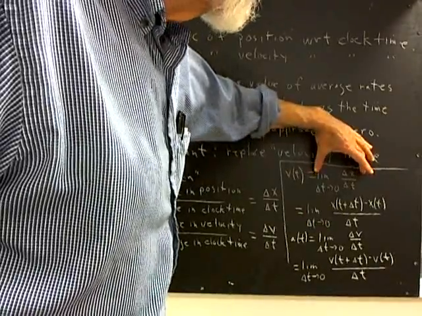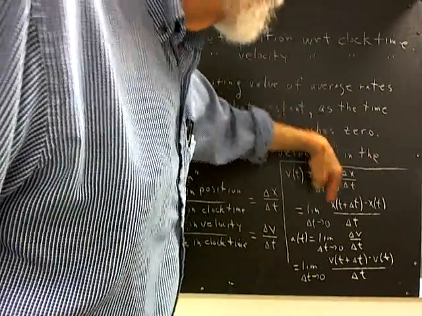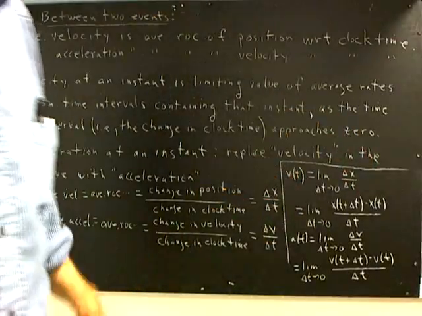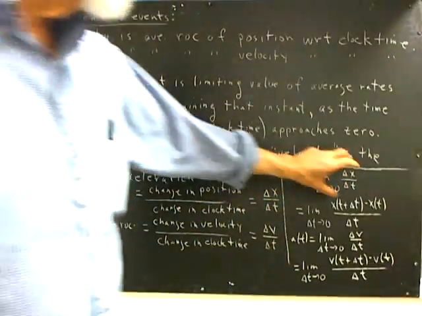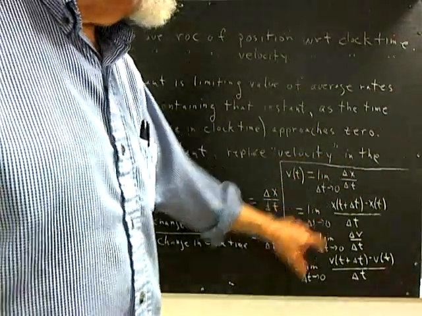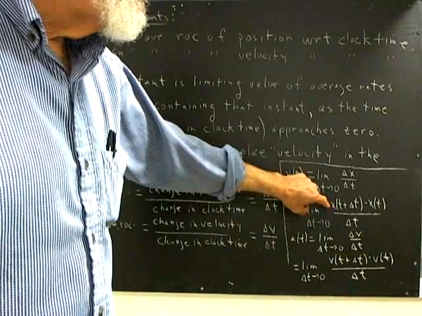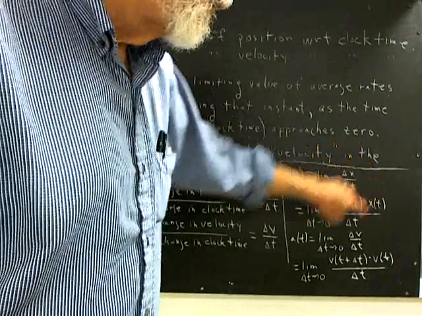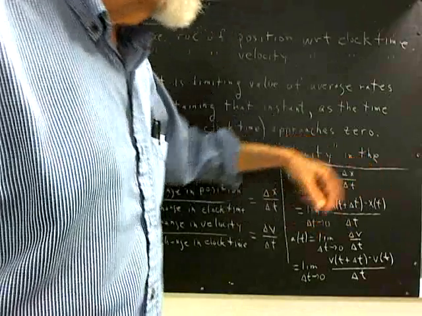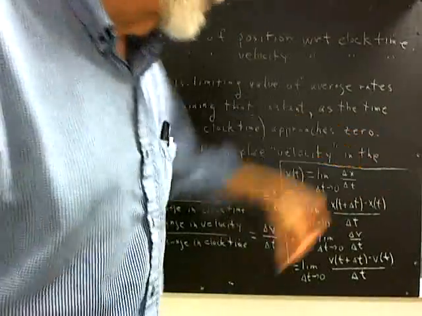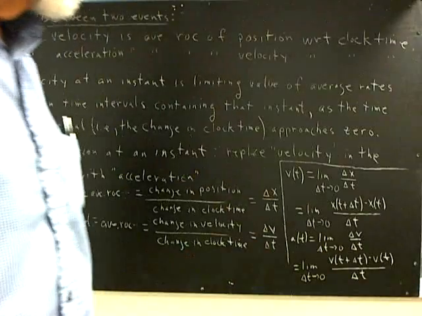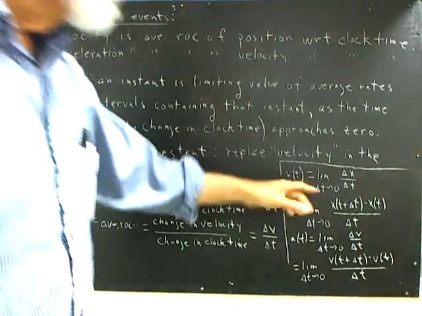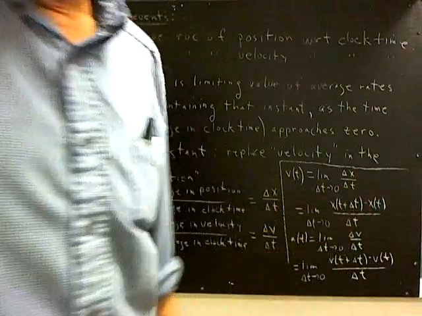Now that's really not a very specific expression, but we make it specific in the next step by saying what this means: the limit as delta t goes to 0 of x evaluated at t plus delta t, minus x of t, divided by delta t. The standard difference quotient that you studied in first year calculus, and the limit definition.